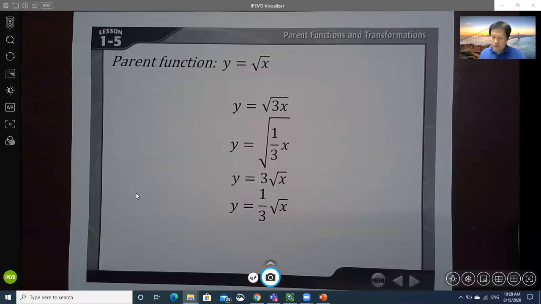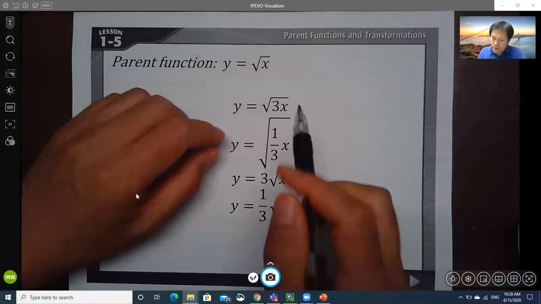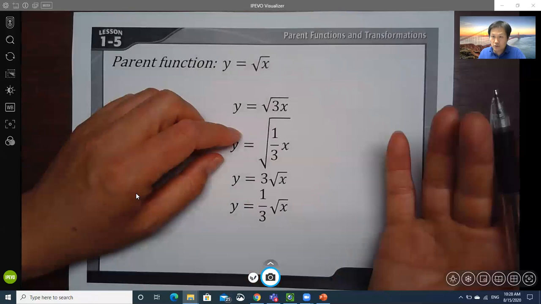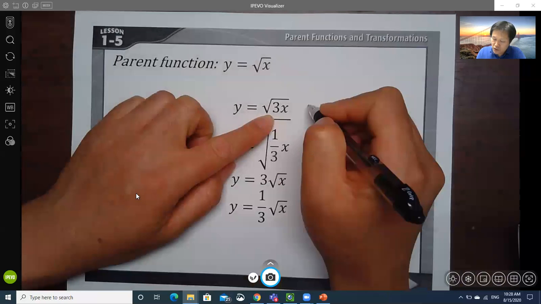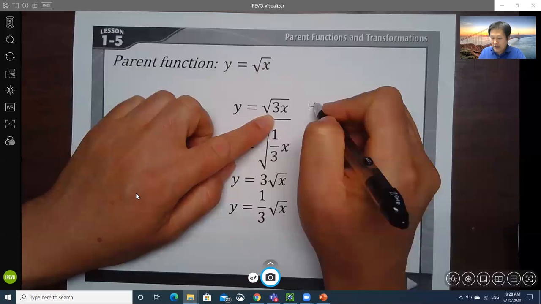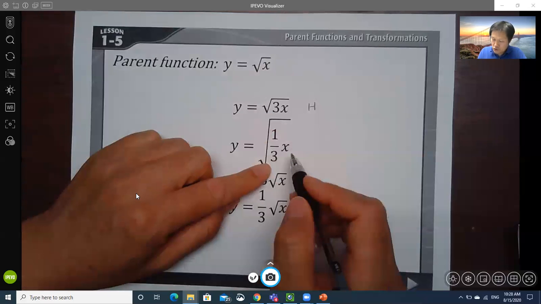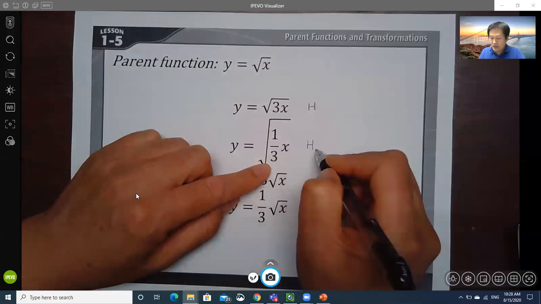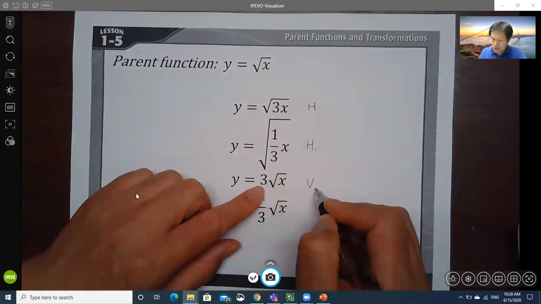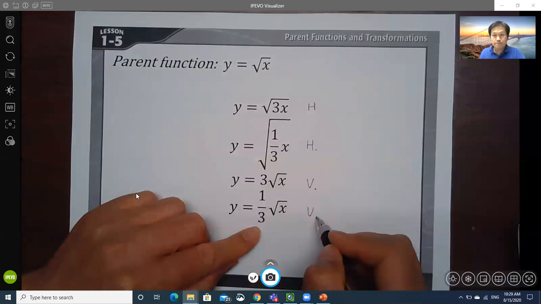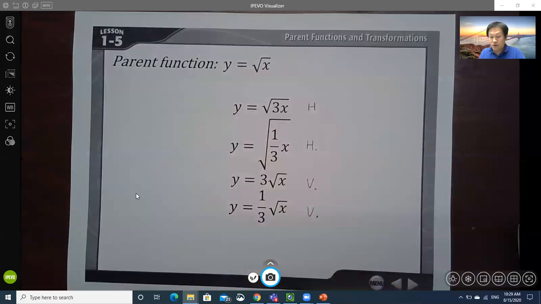So all that matters is, can x see the multiplication by 3? So you should know, okay, this is a stretch or shrink. Can x see 3? Yes, it should be horizontal. Can x see 1/3? Yes, it should be horizontal. Can x see 3? No, it should be vertical. Can x see 1/3? No, it should be vertical. Okay? Vertical is easier.